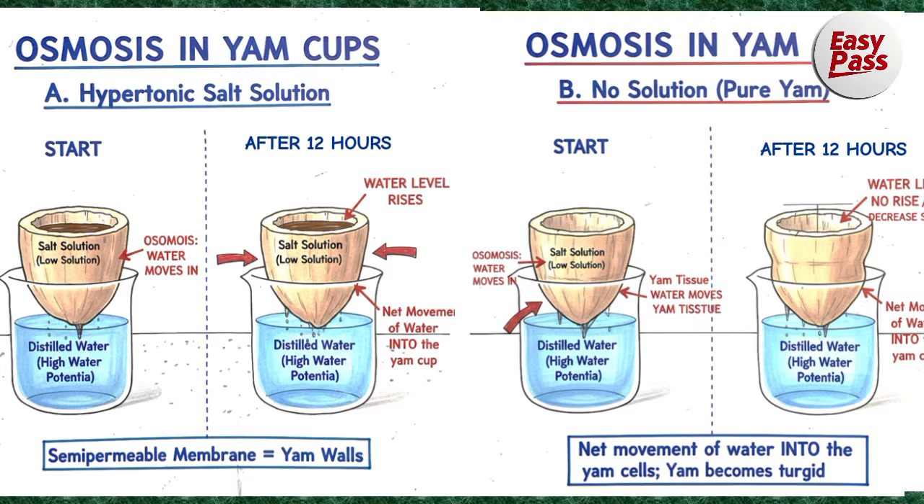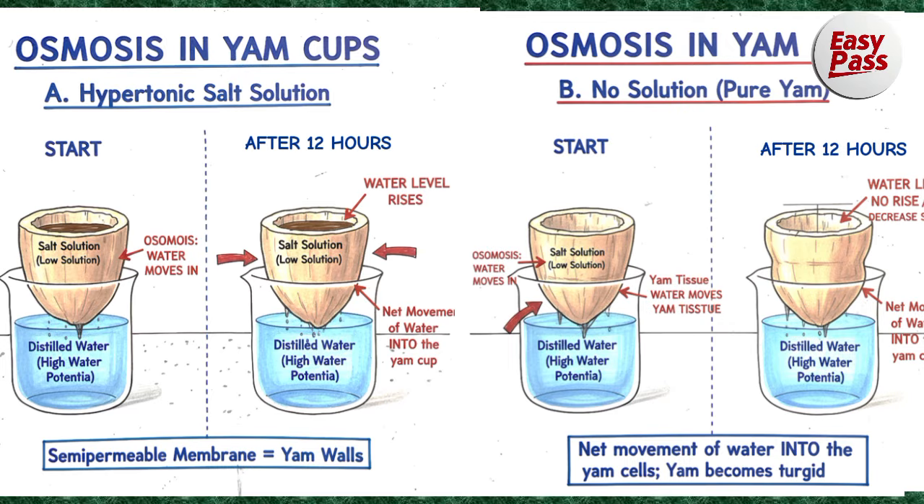The rising of the solution in A describes that water molecules have succeeded in passing through the yam tissue into the salt solution that is hypertonic. And this is describing simple osmosis in the environment of the cell. So the cell, which acts as a semi-permeable membrane, allowed water to percolate because the internal environment is hypertonic.